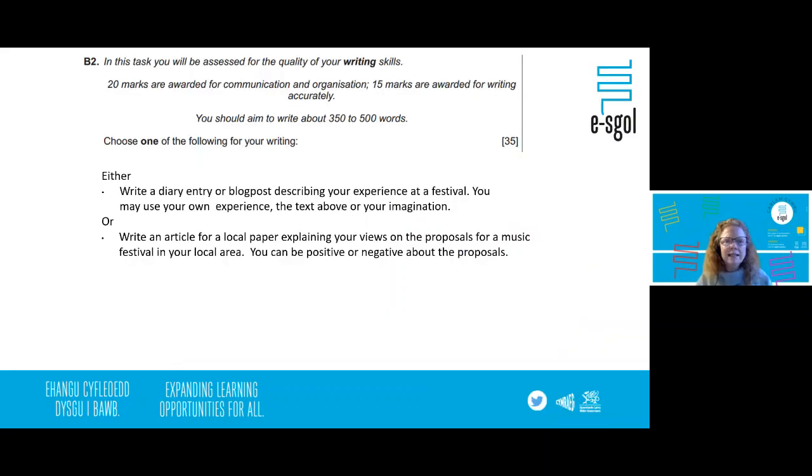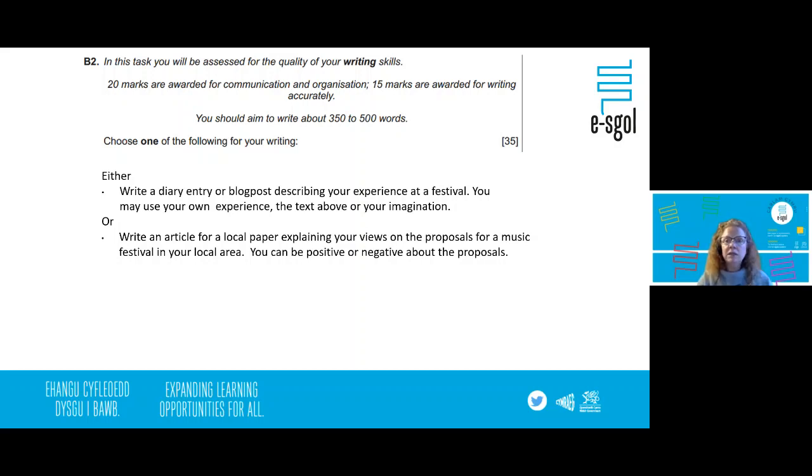Okay, so what is the exam like? This is what your question will look like. In the task, you will be assessed for the quality of your writing skills. Okay, clear. Focus on the writing skills. 20 marks are awarded for communication and organisation. 15 marks are awarded for writing accurately. So you are being rewarded for your accuracy in your writing in this section. 350 to 500 words, which is why it's important to know how much that takes. And then you get your choice.